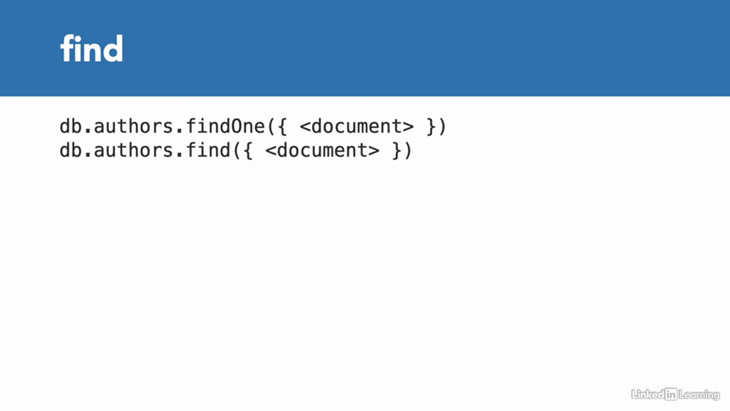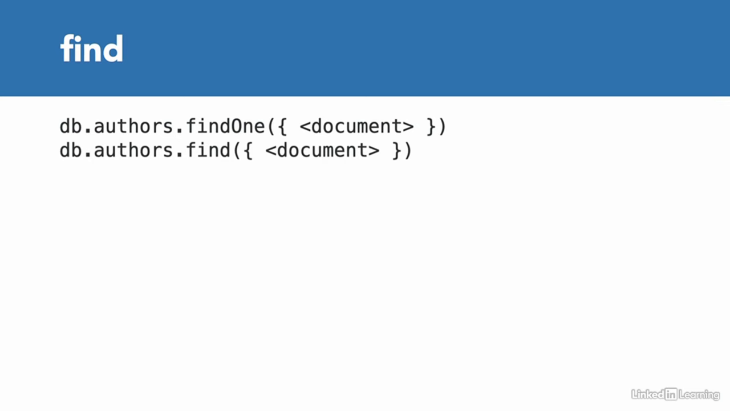To briefly recap, you can find a single document with the findOne command, and you can optionally specify any fields to match on in a document that you pass in. And you can find many documents at once with the .find command.